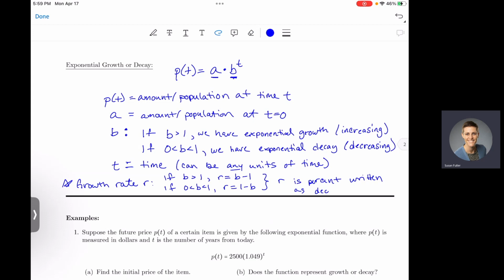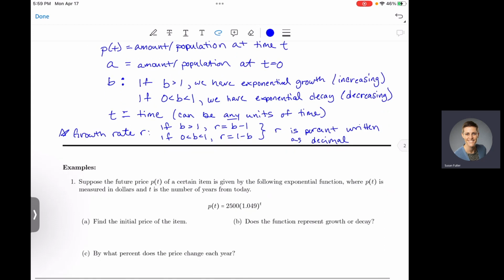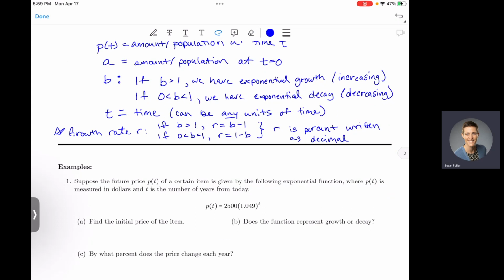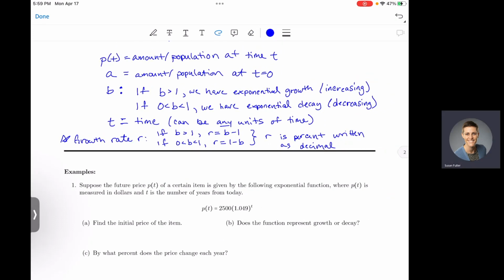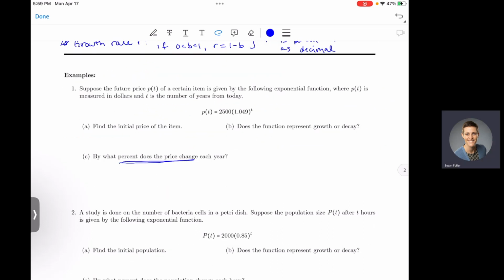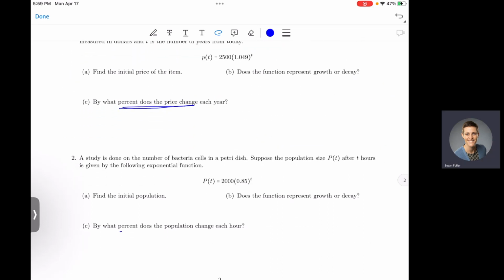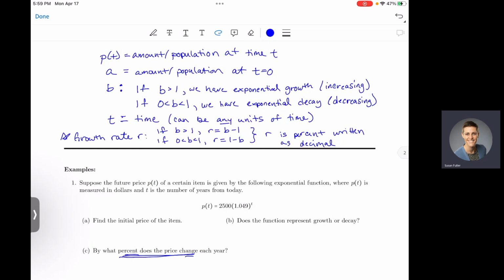And this is your growth rate, or sometimes it'll just say something like, by what percent do you change? It's your percent change, really. So your growth rate is your percent change. There you go. That'll help you figure out when it's looking for your R.